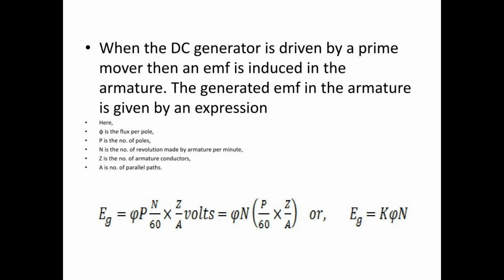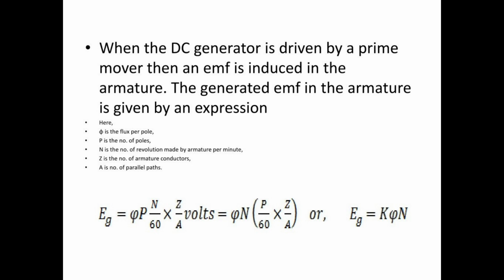See, so what are the constants here? Number of poles, number of armature conductors, and number of parallel paths are the constants. So Ez can be written as Ez equal to K phi N. Okay, so where K is PZ by 60A.